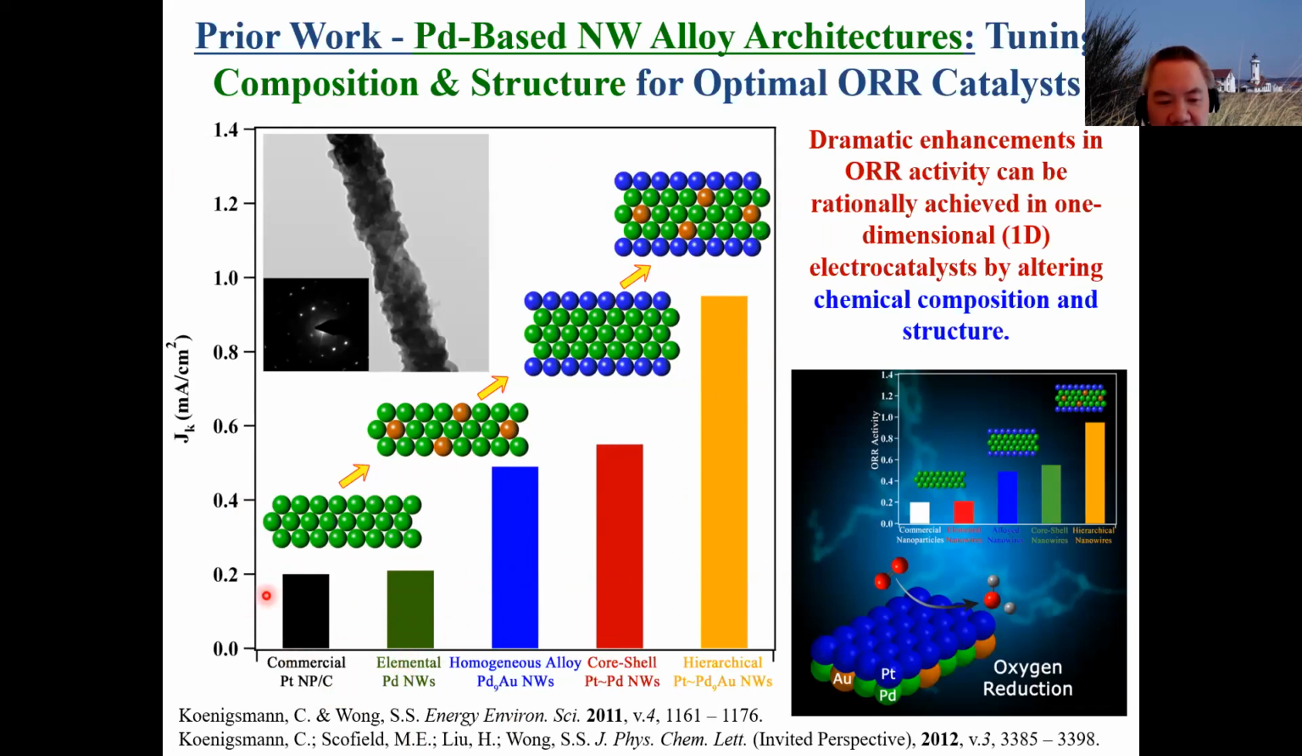So commercial platinum is right here. We make elemental palladium nanowires and homogeneous alloyed palladium-gold, core-shell platinum-palladium, and finally platinum-palladium-gold nanowires coated by platinum. And as you go every step of the way, you can design chemically using material chemistry principles. You can tune and tailor performance values that are going to be considerably higher than what you are getting commercially.